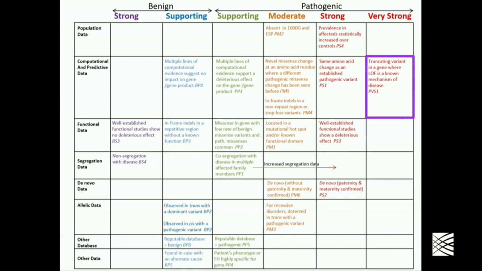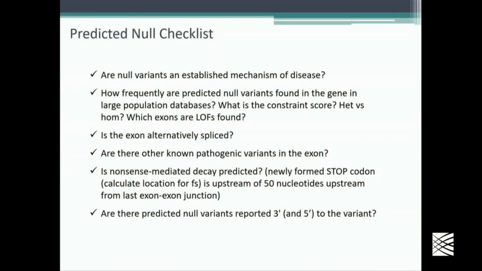So I did want to revisit this question because I see people misinterpret truncating variants all of the time. They just assume truncating equals pathogenic. No. There's a key piece here: only when it's a known mechanism of disease. You have to make sure you've looked at the gene level. We'll get into that in a minute. There are also other critical things, and we've actually come up with our own predicted null checklist every time we find a predicted null variant as to what you need to check.